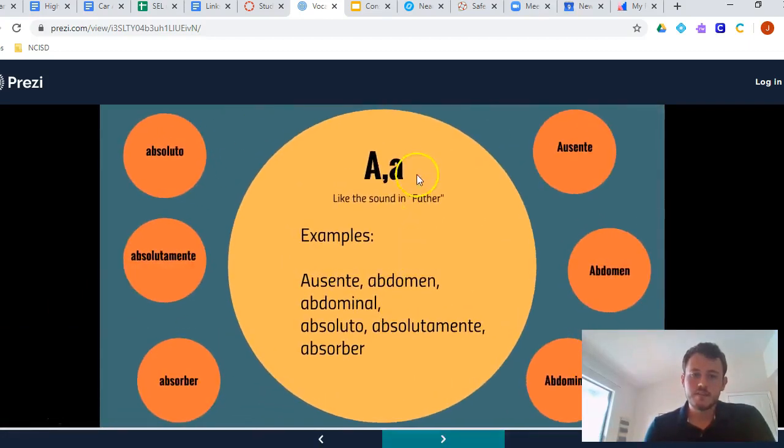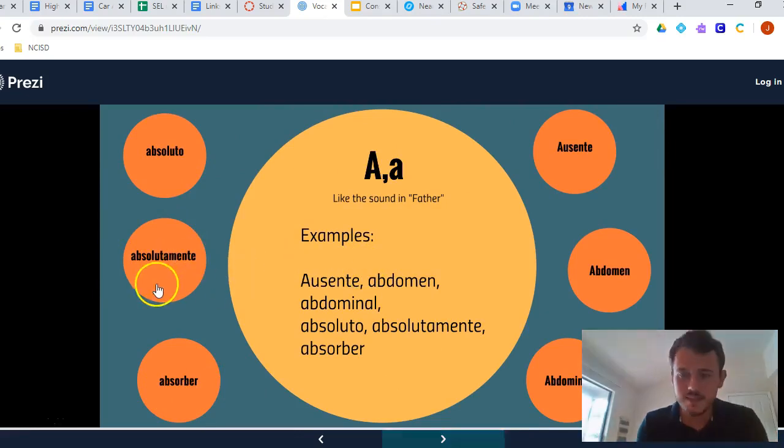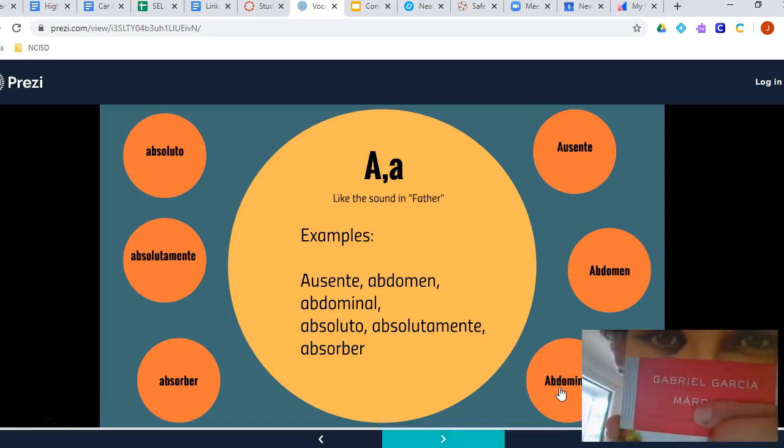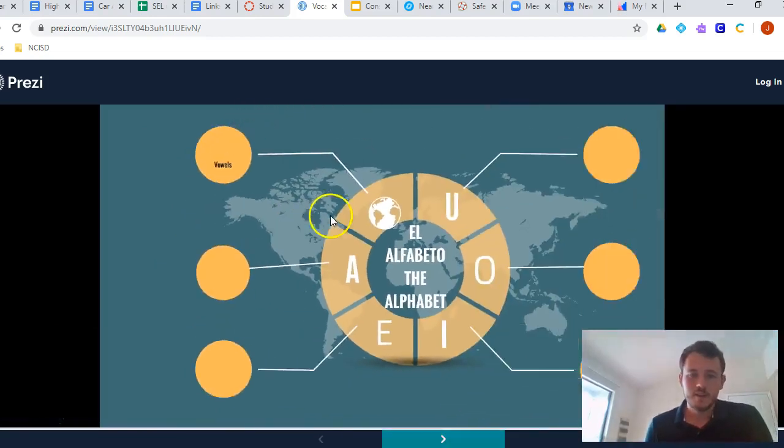If we go to our A's here, we have some examples of A words. So we have absoluto, absolutamente, absorber. You can hear how these E's and A's and O's are all sounding different than they would in English. Ausente. So this is ausente. Abdomen. Abdominal. And we got two A's in that word. So we have abdominal. Whereas in English we'd say abdominal. It's a cognate. It's the same word, but in Spanish it's abdominal. Here I have a book. Gabriel Garcia Marquez. Marquez. So you can really see how the pronunciation of the A is a little bit different.